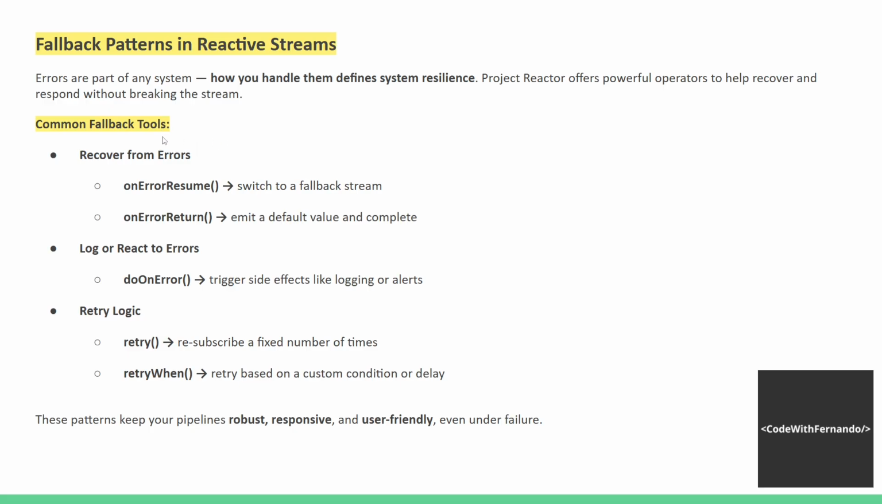Okay, common fallback tools. Let's say that we have three families of tools. The first one is recover from errors. We have onErrorResume and onErrorReturn. Then we have log or react to errors. In that family, we have doOnError. Finally, we have retry logic: retry and retryWhen. We are going to see each pattern in great detail and, of course, a code demonstration of those patterns. These patterns keep your pipelines robust, responsive, and user-friendly, even under failure.